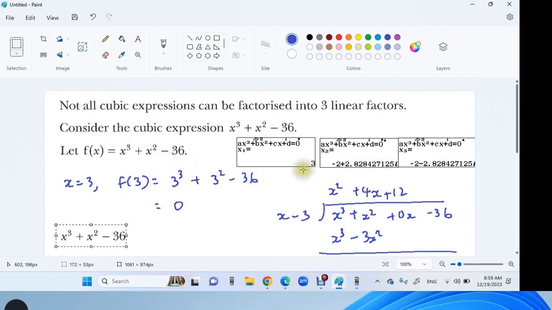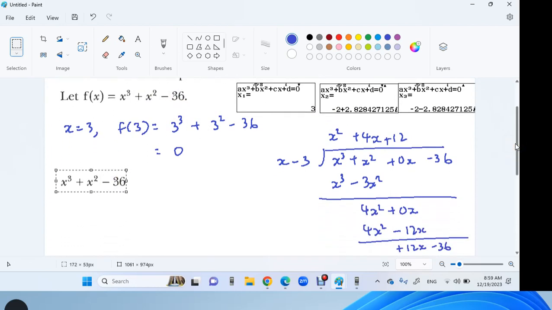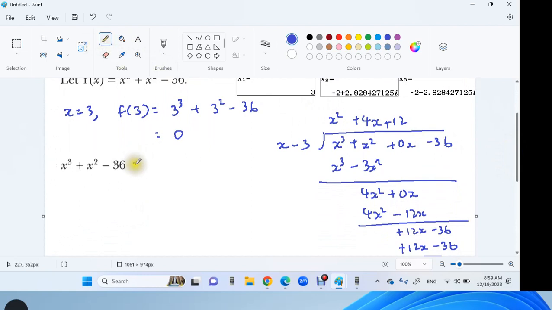Okay, so for this one we have to show that the other factor doesn't have a root. So we have x minus 3, then x squared plus 4x plus 12. We know that this one doesn't have a root.